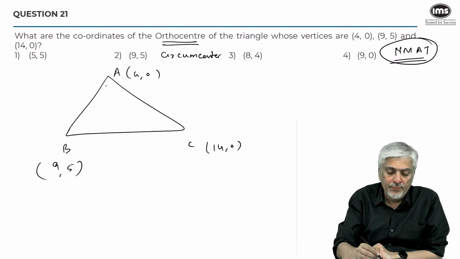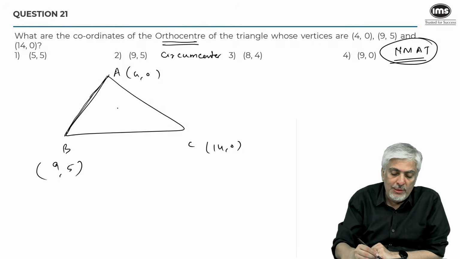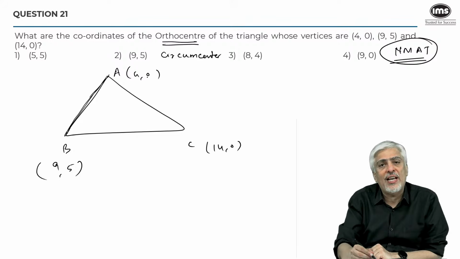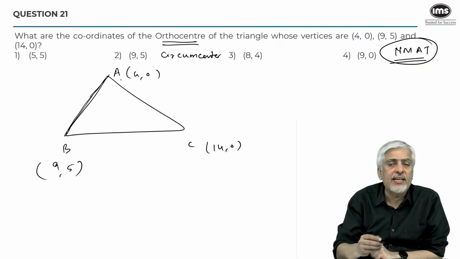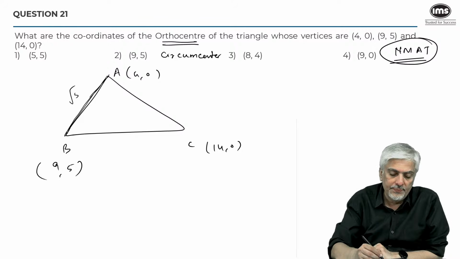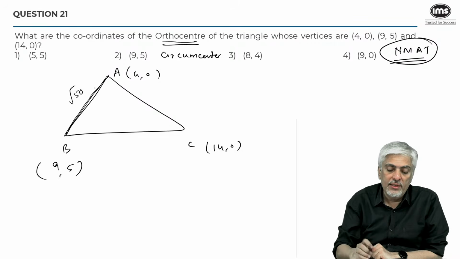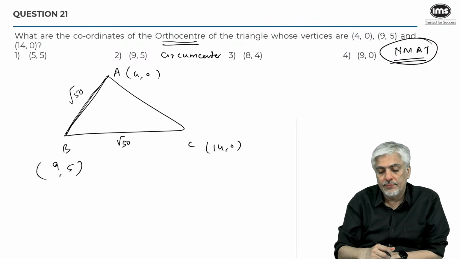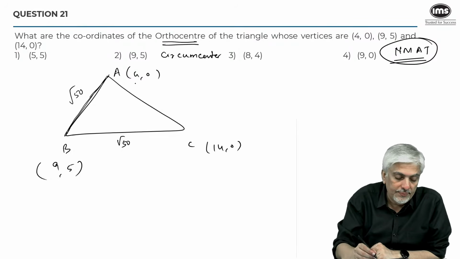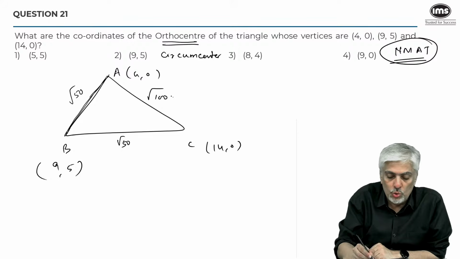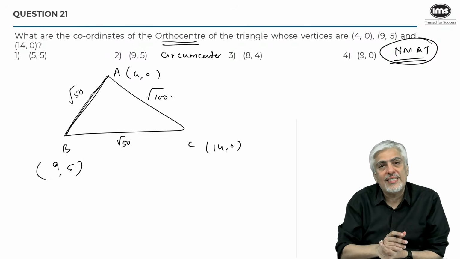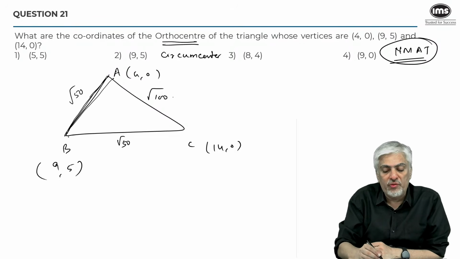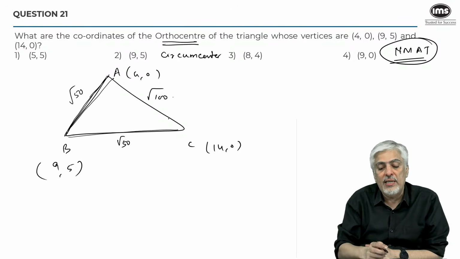With sides, what will I get? If I'm finding AB, it will be 5 minus 0, which is 5 squared, 25, and again 25. So root 50. What about BC? It is also root 50, so it is isosceles definitely. What about AC? It is root 100. So this will satisfy Pythagoras theorem, because AB square is 50, BC square is 50, and 50 plus 50 will be AC square.